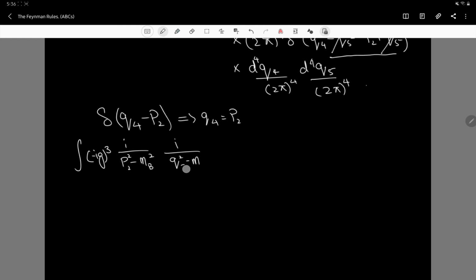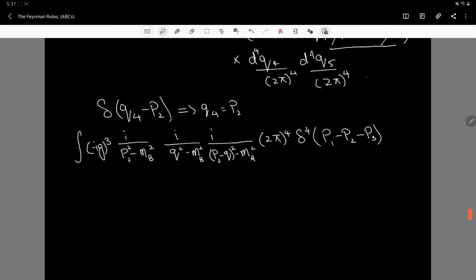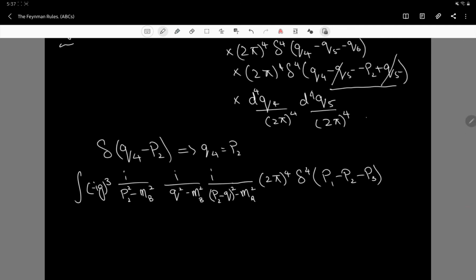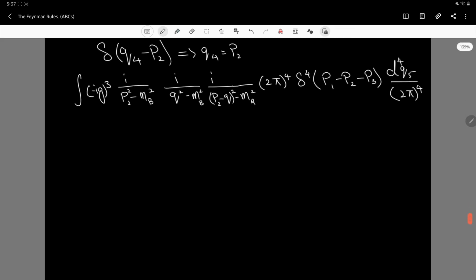Well, we just have one Q now, so let's just relabel that Q5 again as Q, as we did in the first example. Okay, so iota over P2 minus Q whole squared minus MA squared. And I forgot, over here we had MB squared. Now what you would have is, again, 2 pi power 4 delta 4 and P1 minus P2 minus P3, because you replace Q4 with P2. And of course the integral d4 Q5 over 2 pi raised to power 4. Okay, like this. Now we have this integral.